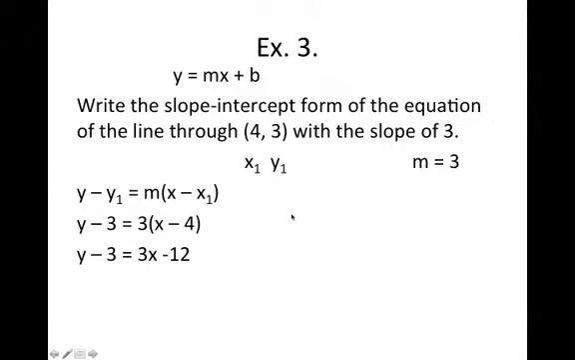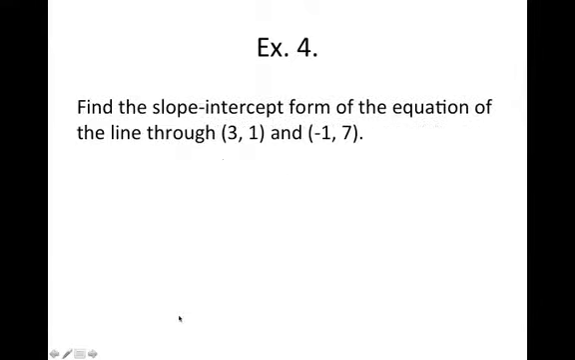So let's see. We could distribute the 3 here and simplify the right-hand side, and that gives us y minus 3 equals 3x minus 12. And then if we'll just add 3 to both sides, we'll be in slope-intercept form. So we end up with y equals 3x minus 9, because -12 plus 3 is -9. And we are in slope-intercept form, so we're done.